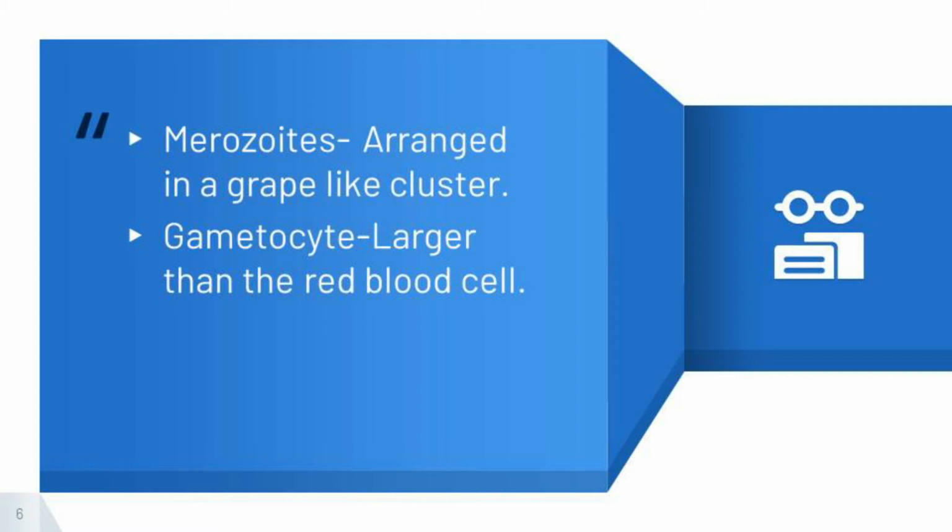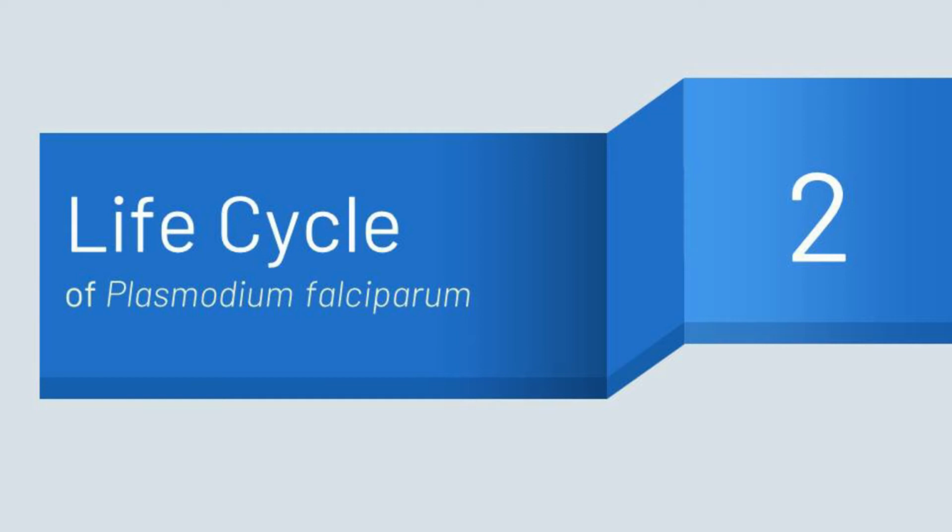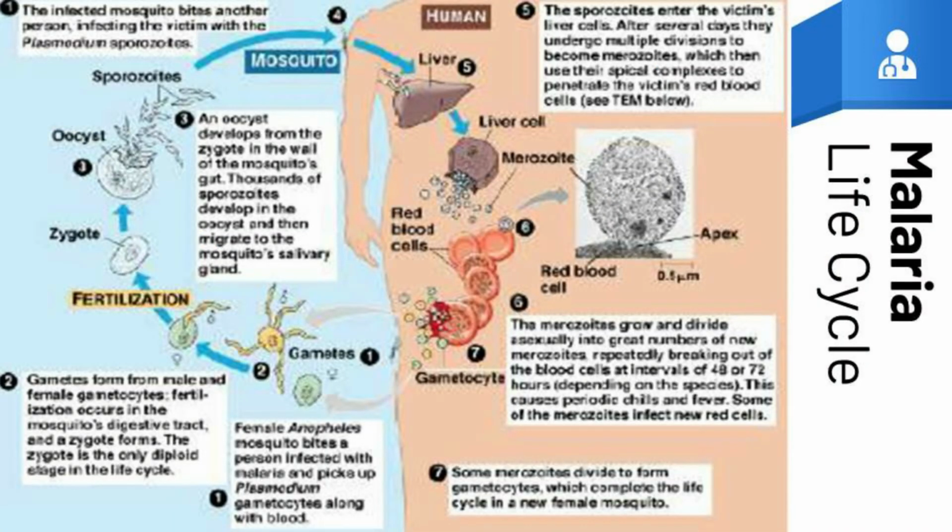As we all know, the Plasmodium falciparum is the most dangerous type of Plasmodium, as it can cause severe malaria, and it rapidly multiplies in our red blood cells, or in our blood, that can cause severe blood loss or anemia. Let's jump into the life cycle of the Plasmodium falciparum. So, the life cycle of all Plasmodium species is complex.